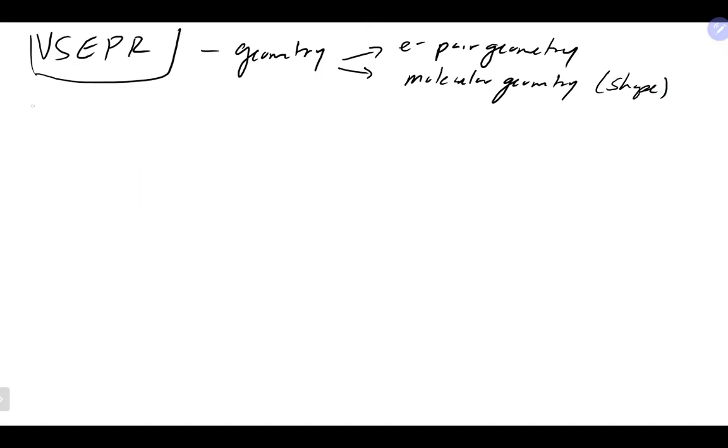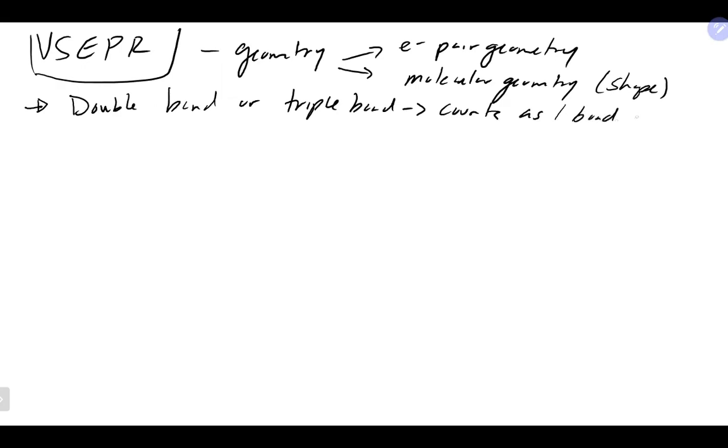Remember that the one major thing when we're doing geometry is that a double bond or a triple bond counts as 1 bond and 1 electron pair. So a double bond or a triple bond, when you're counting them, counts as 1 electron pair and 1 bond.